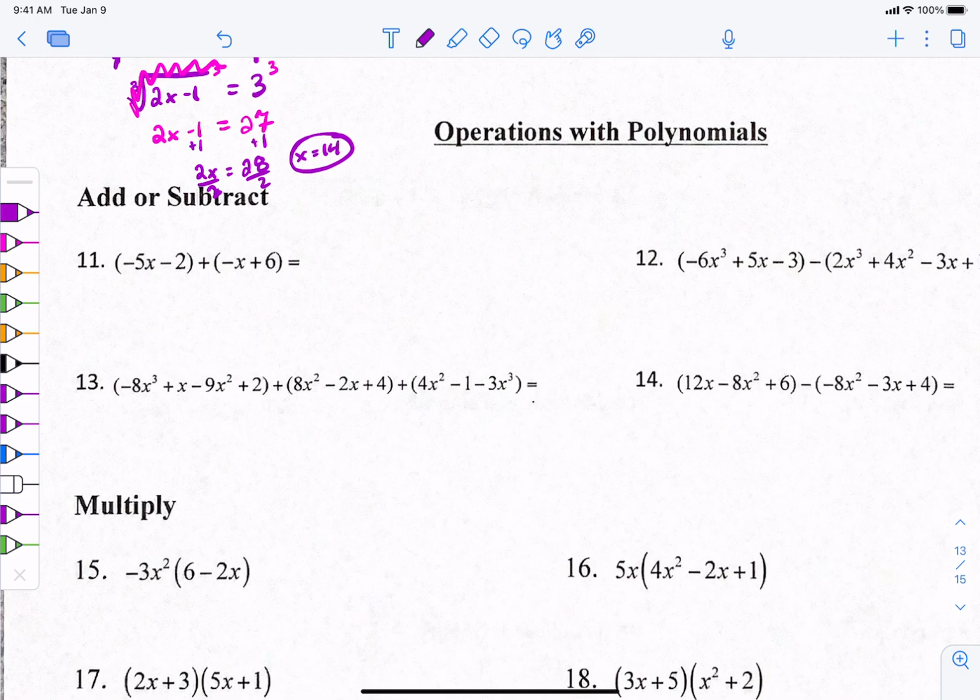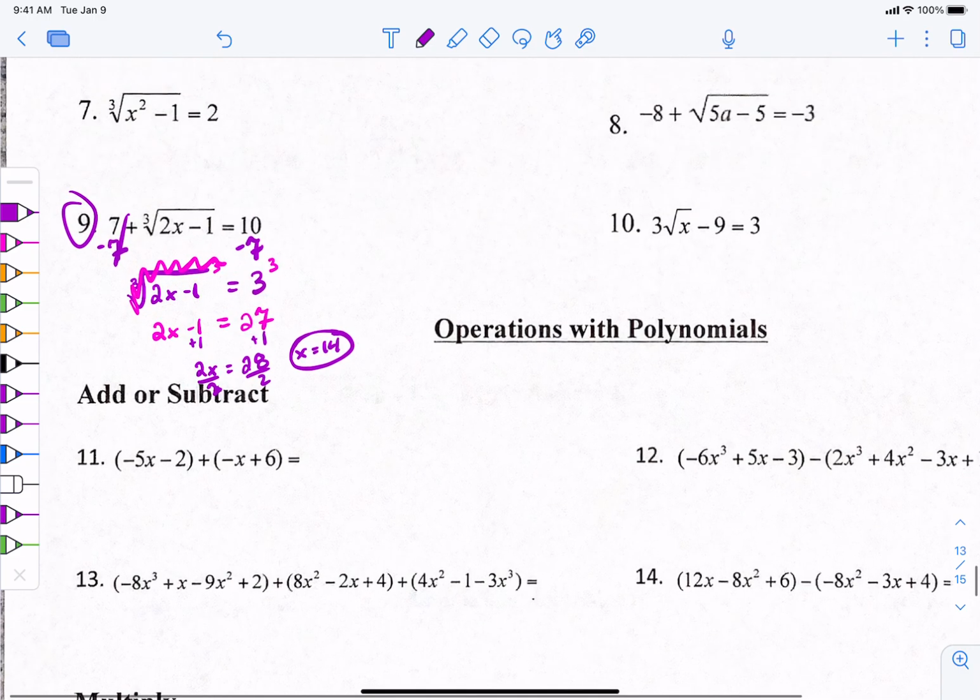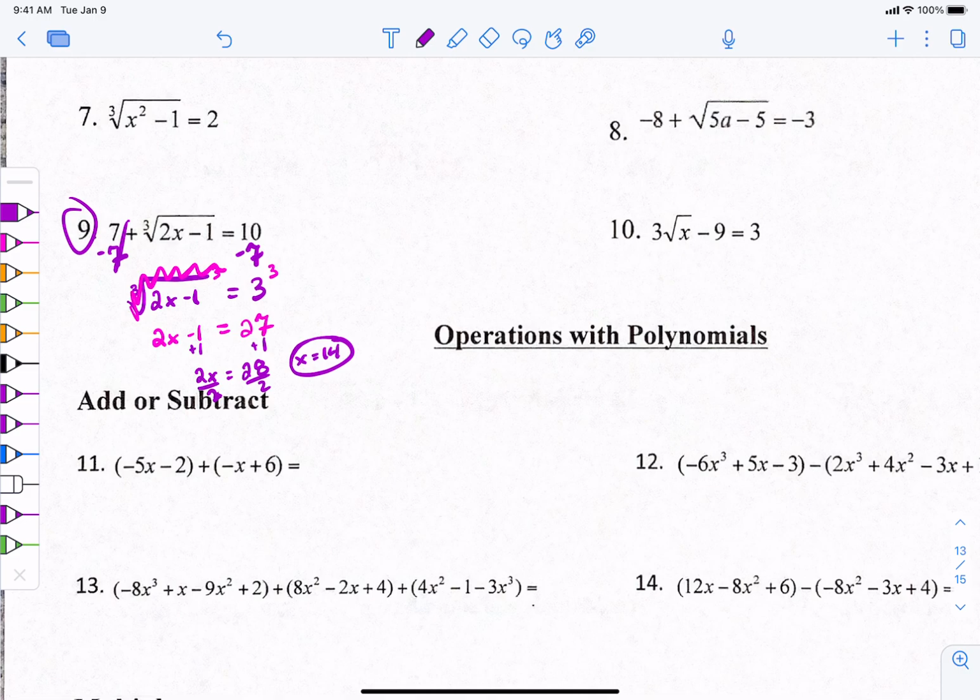What if the x is squared like on number 7? Like on number what? Oh. Then you just square root. Yeah. So x equals 2.